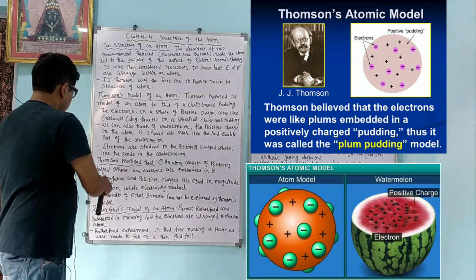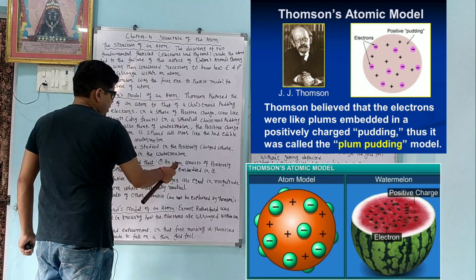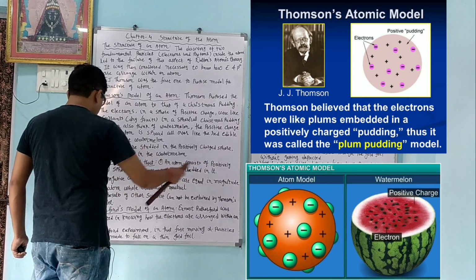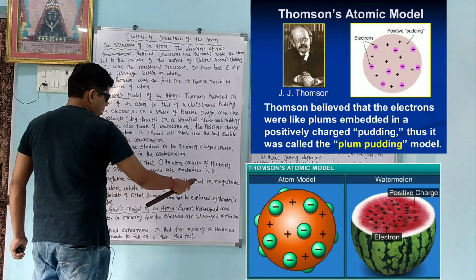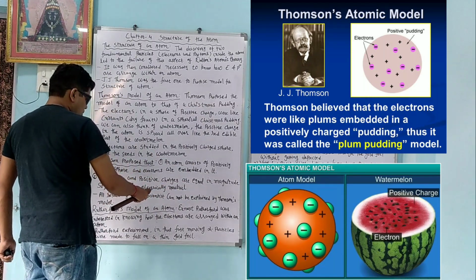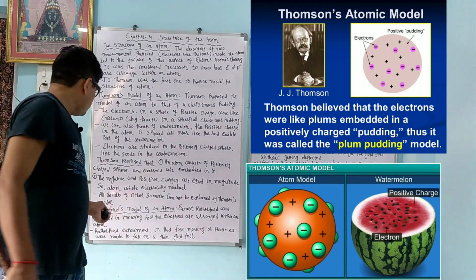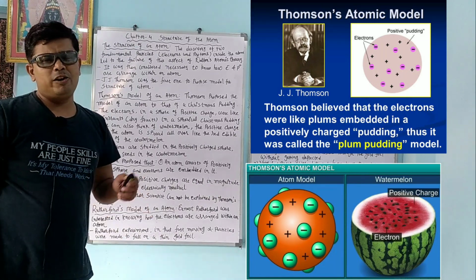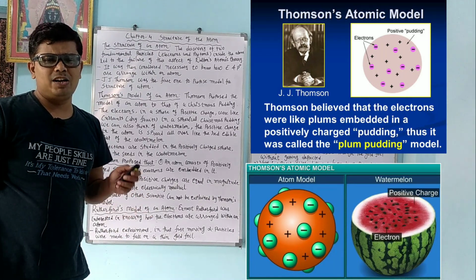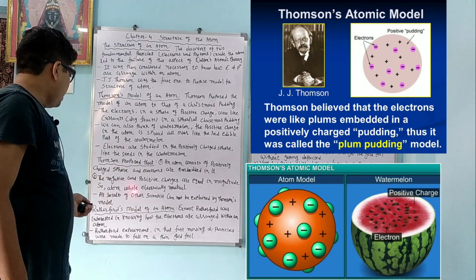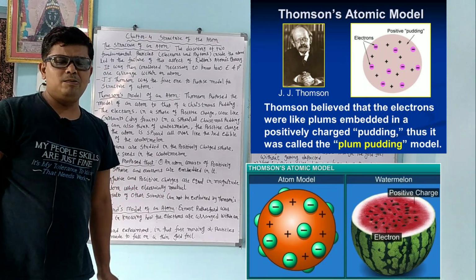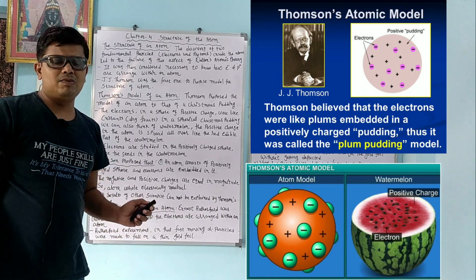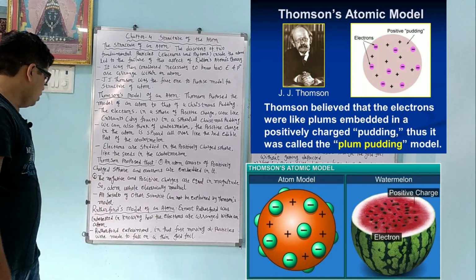Thomson proposed that an atom consists of a positively charged sphere and electrons are embedded in it. The negative and positive charges are equal in magnitude, so the atom as a whole is electrically neutral. This second point is most important: the negative and positive charges are equal in magnitude. The number of electrons and protons is the same, and because of that their charges are also the same. So we can say that the atom as a whole is electrically neutral, because the number of electrons and protons are equal, as well as their charges, so it is electrically neutral.